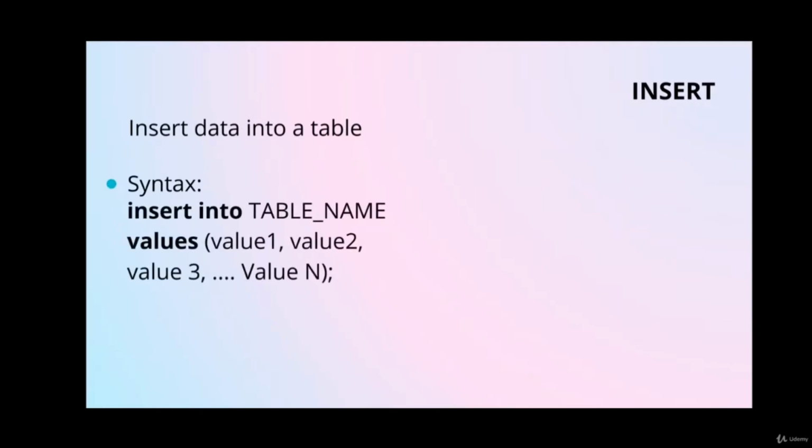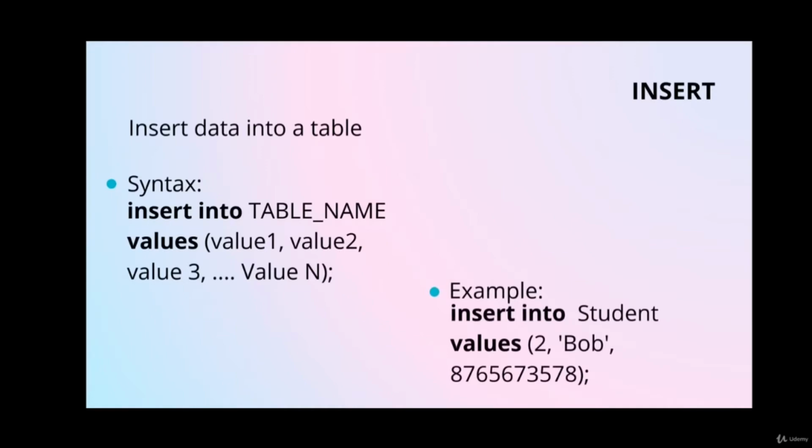The second command is the insert command. If you want to enter a row or record into a table, you can do it with the help of the insert command. The syntax for this command is insert into table name and then the values that you want to enter. For example, if in a table named student, I want to add a new record and that table has 3 columns, ID, name and contact number, then how will we add a new record? In this way shown.